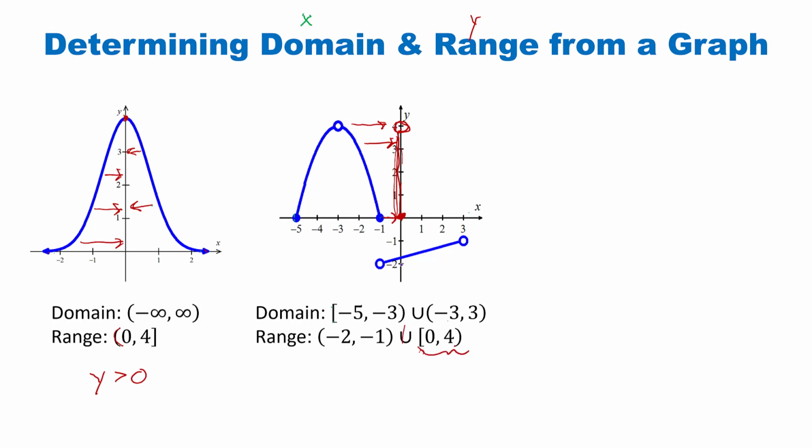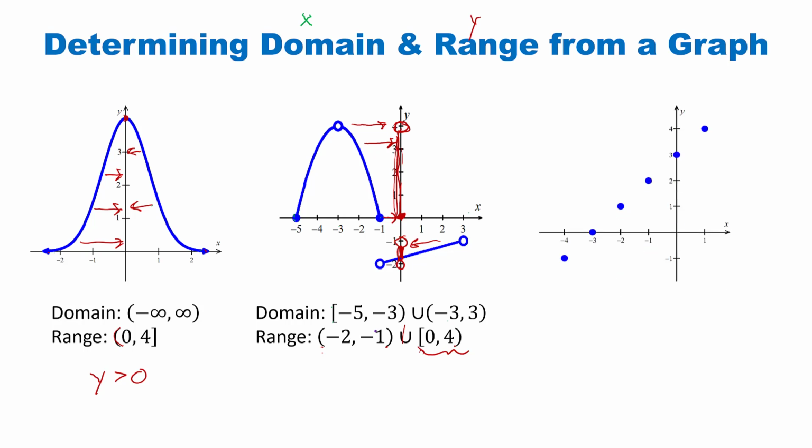And then if we smash this lower part of the graph onto the y-axis, we're missing -2, and we're missing -1, but we have all the points in between there that cover y values. And so that's going to be -2 to -1, not including the points -2 or -1.